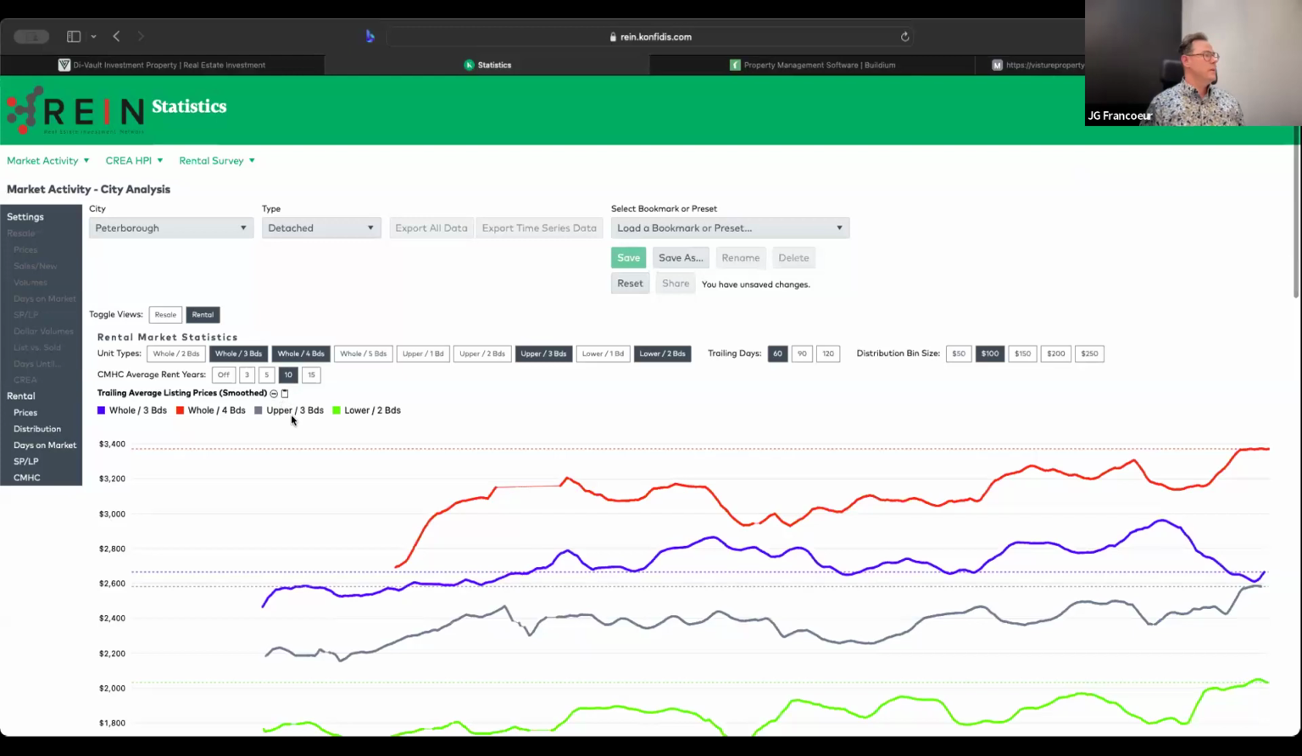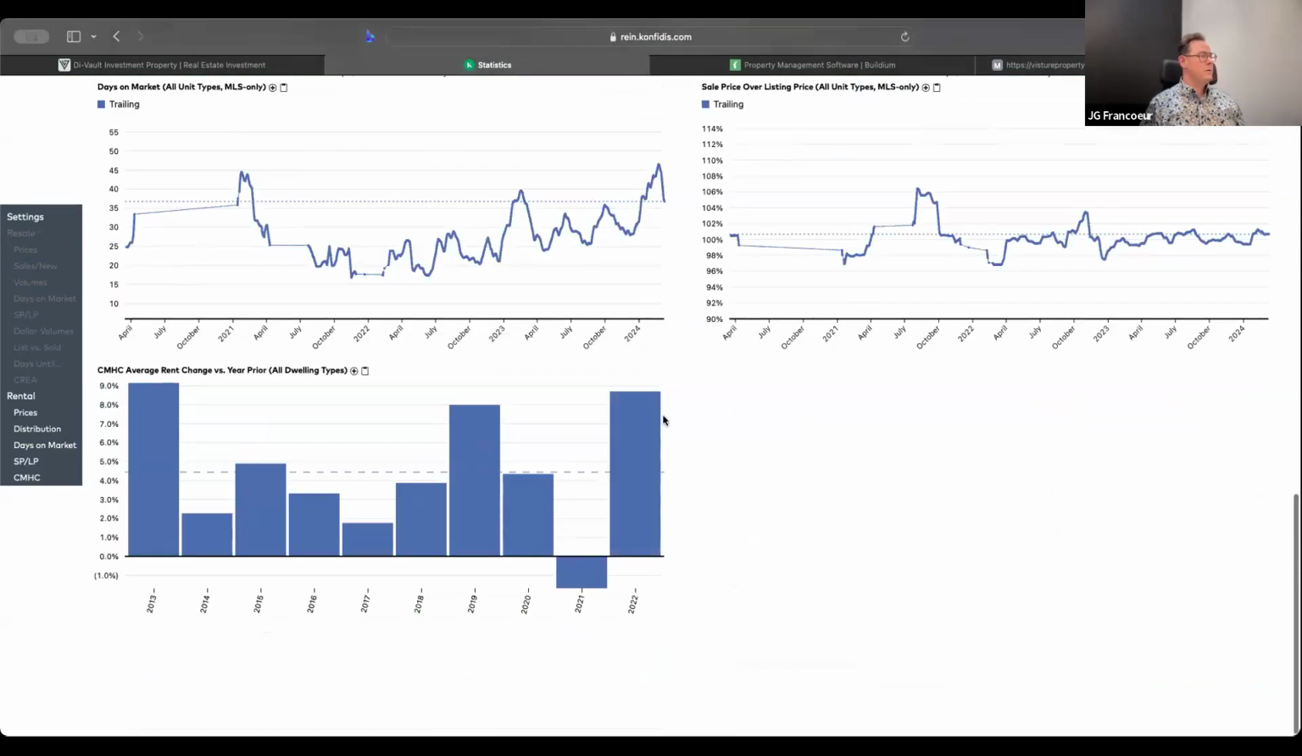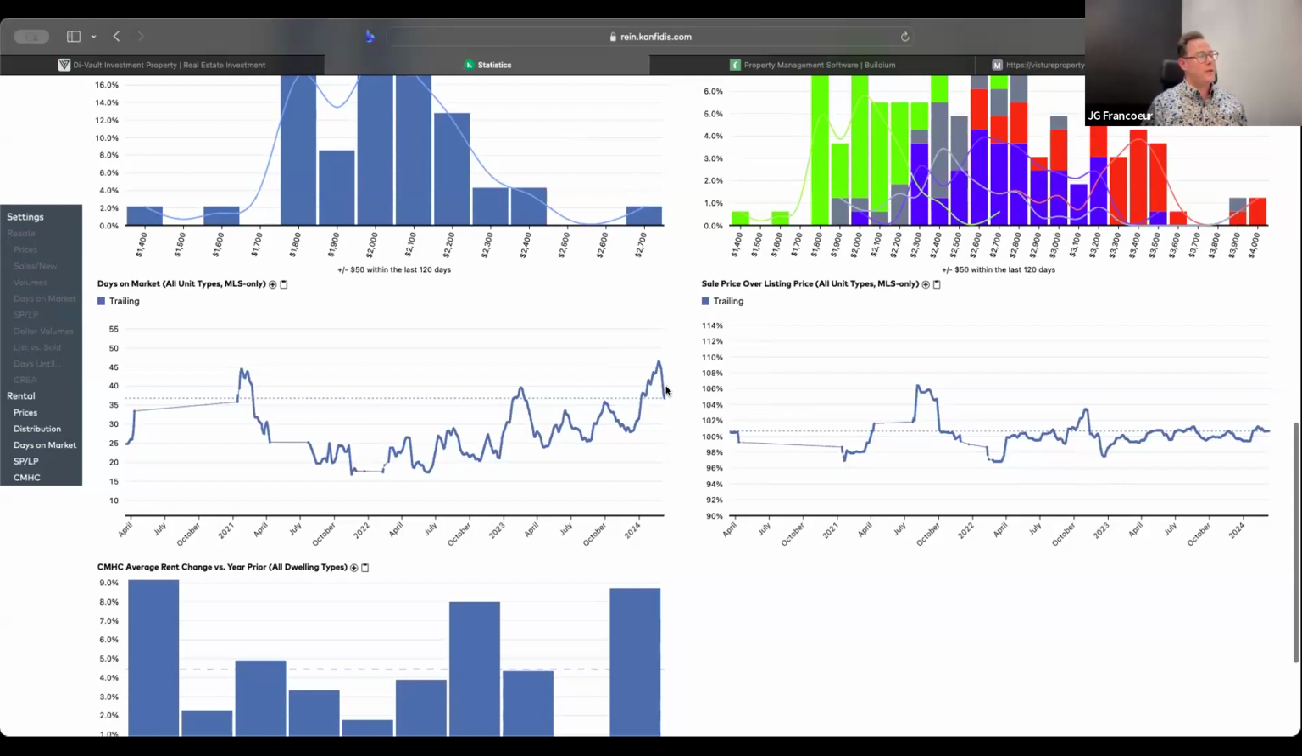Just minimize this for Peterborough. This one right here, days on market. You can see the days on market are tanking right now, which is good. But this is the slowdown I talked about, where everyone was kind of feeling it from mid-December right here. Look at that. The low point there, 12/10.